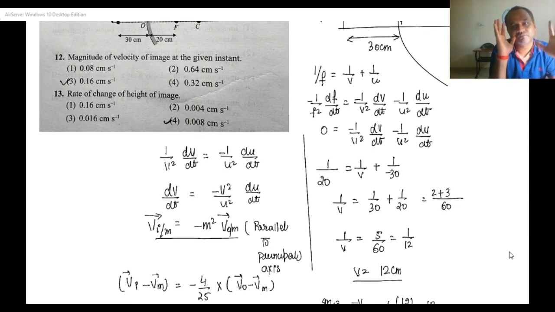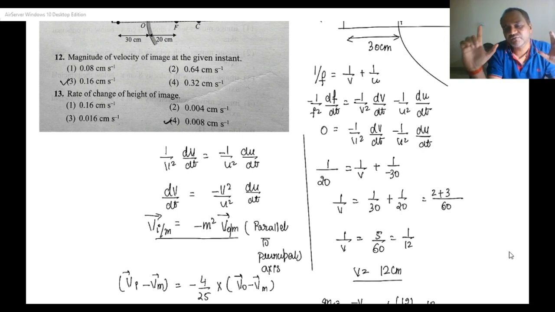So the important concept that you can remember here is, in such problems where the object is moving, or maybe in another problem you will find the object is moving and the mirror is also moving, whenever we have to calculate the velocity of image, we always calculate it in two different ways. First we calculate the velocity of image parallel to the principal axis, and second the velocity of image perpendicular to the principal axis. And if we have to calculate the net velocity of image, we'll just use our vector concept.